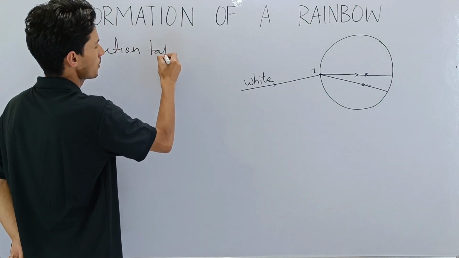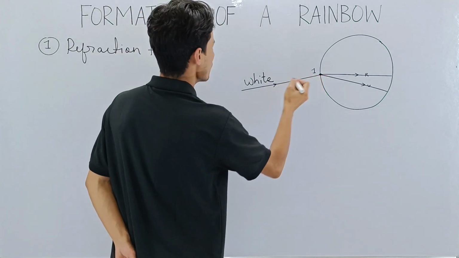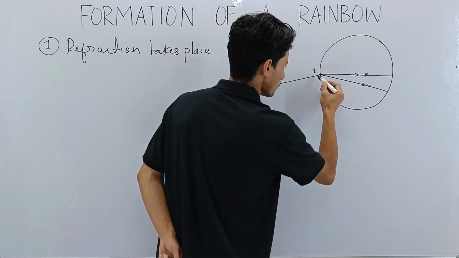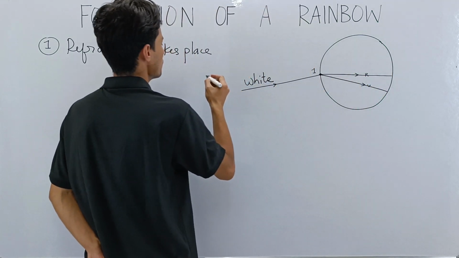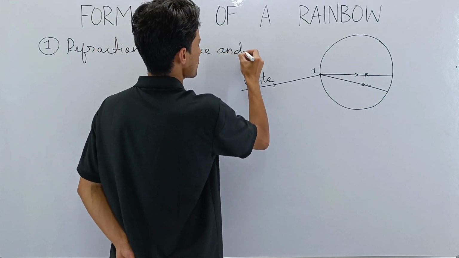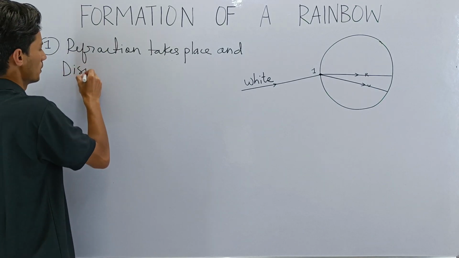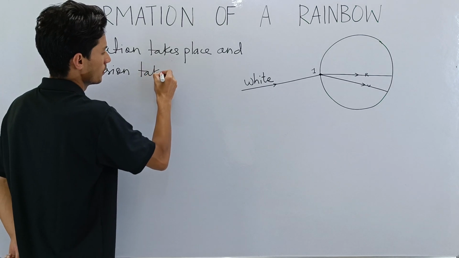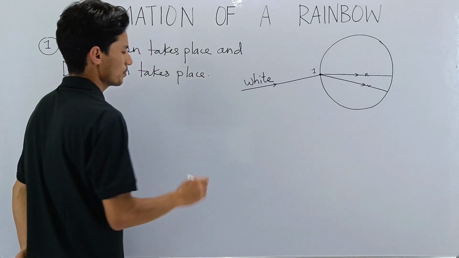Refraction takes place step by step. We will discuss. So at this very point, refraction is taking place. That means bending of light is taking place. See, the ray of light will have to go on like this, but because of bending, it has undergone some bending. So refraction has taken place, and dispersion takes place. This is what is happening here.